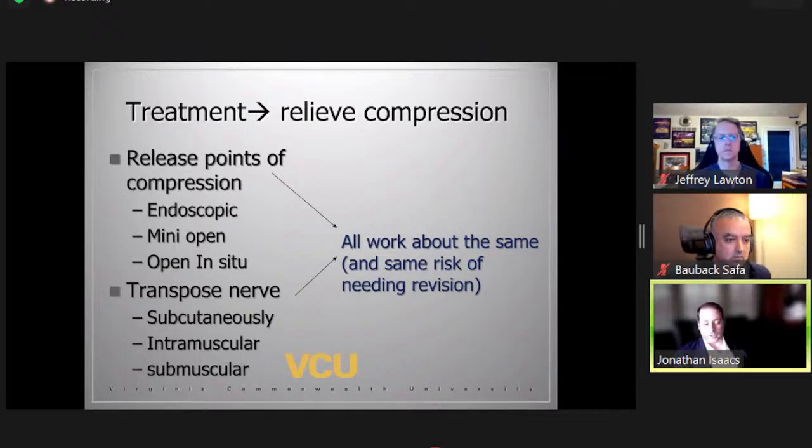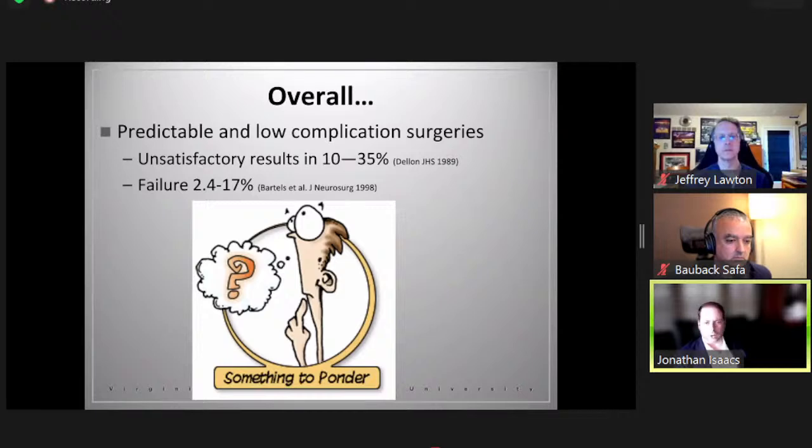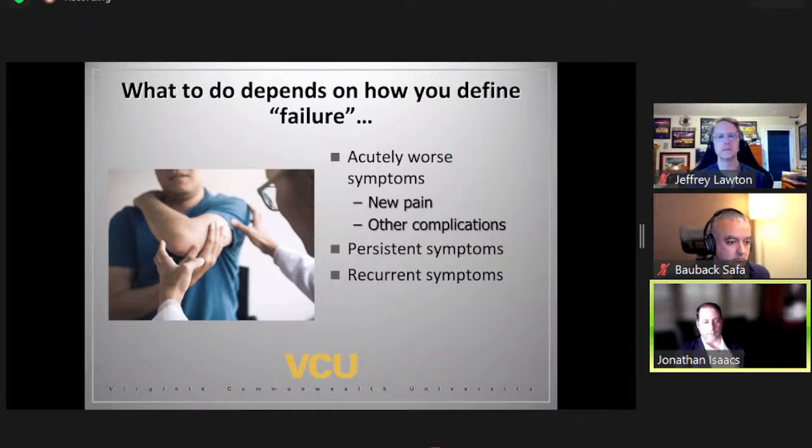And for the purposes of this discussion, all the stuff you see up on the screen there works about the same and has the same risk of needing revision surgery. I think all of us think about cubital tunnel surgery, similar to as Jeff talked about with carpal tunnel surgery, as predictable and low complication surgeries. But if you go to the literature, unsatisfactory results in up to almost a third of the cases, and failure, outright failure, some reports up to 17%, which to me seems very high, but it is also a little bit sobering.